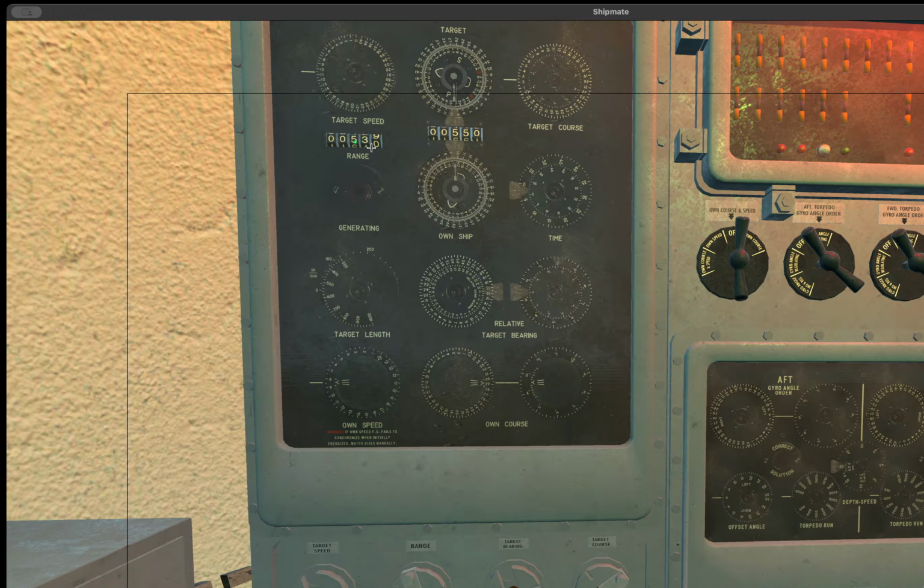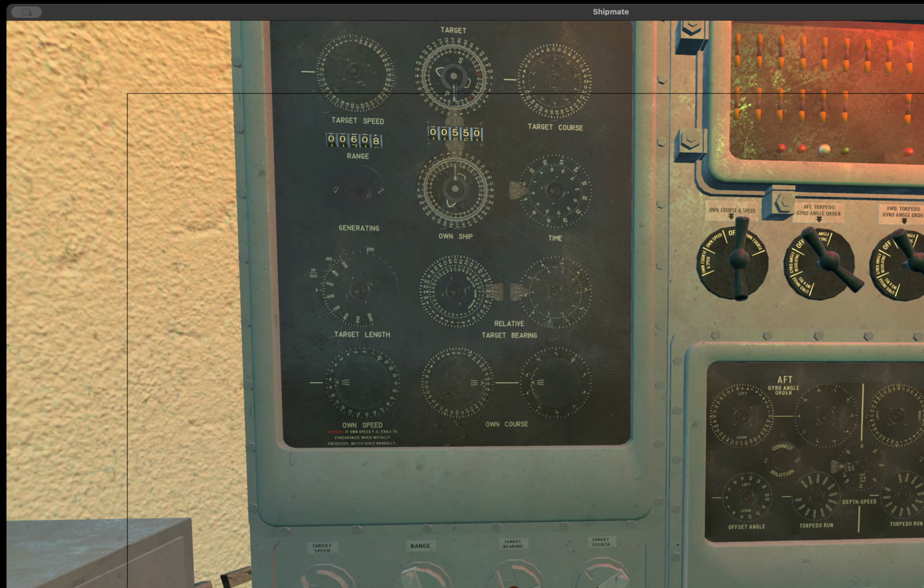18, because the target is moving at a speed of 10 knots. Maybe. Forward, it's in front of, okay.